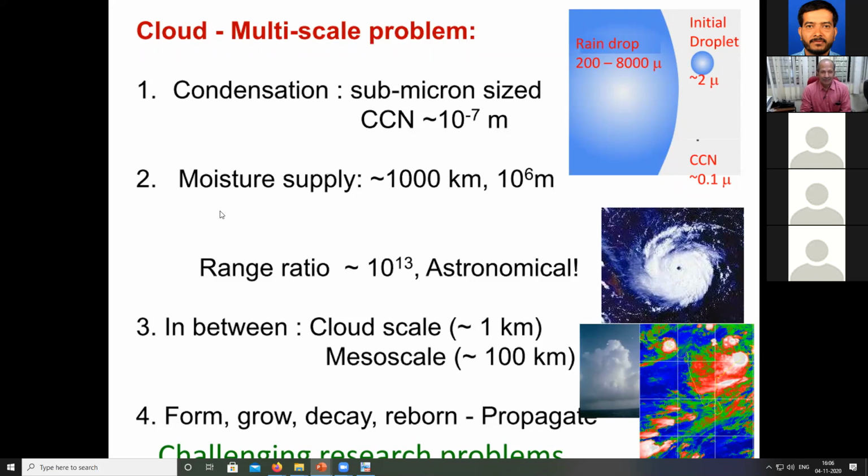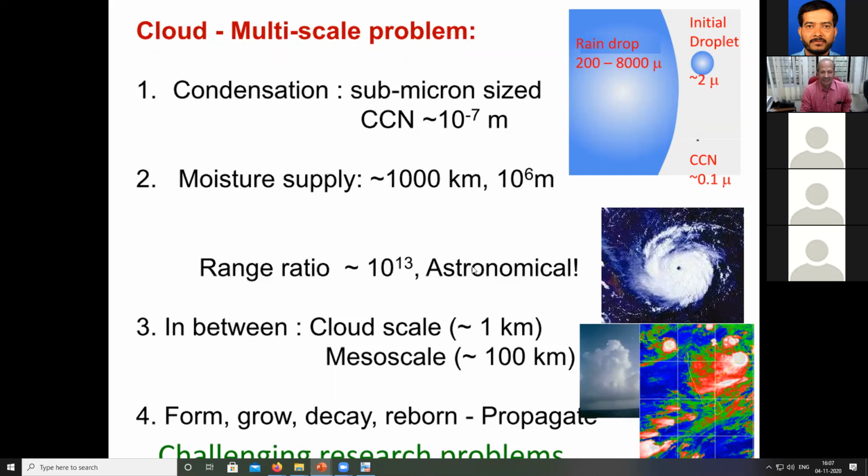Then the moisture supply to the cloud comes from more than 1,000 kilometers. So it's of the order of 10 to the power 6 meters. And all of these are interacting. So if you look at the ratio of the largest to the smallest, it is of the order of 10 to the power 13. So the processes which occur on scales separated by 10 to the power 13 are interacting here. And that's what makes understanding clouds and their study a very challenging and interesting task.